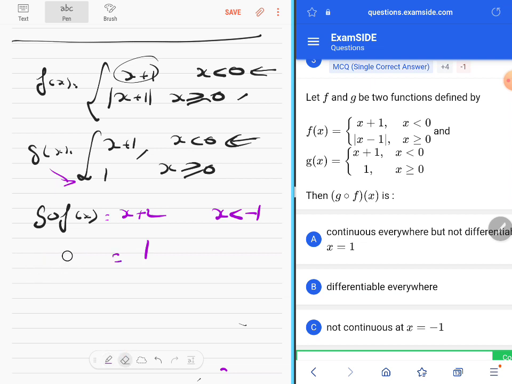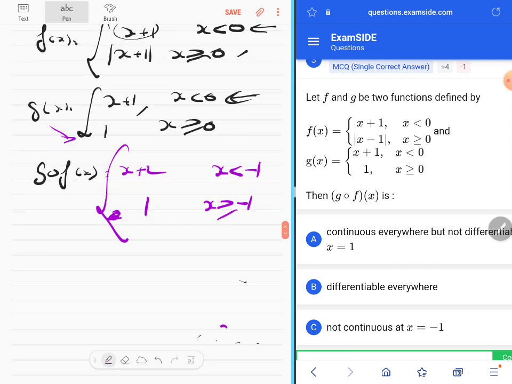So that is what g of f is. Which is again here, it will be x is greater than or equal to minus 1. So thus you have redefined g of f. Okay, now you can plot this graph.